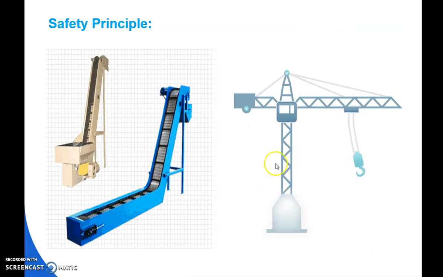Let's see a video related to the safe principle. This is the overhead crane, where the crane hook is used for the movement of machinery in a horizontal way, and that should be done in a safe manner. This is a conveyor. This conveyor is used for movement of raw material from the storeroom to different machining departments.